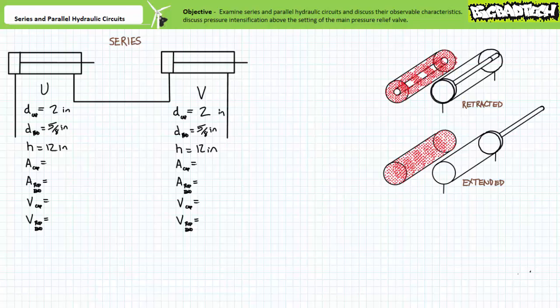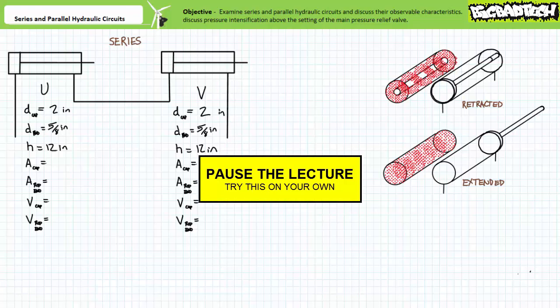Consider a series relationship of two identical cylinders, U and V, with the following dimensions: cap end diameter of 2 inches, a rod diameter of 5/8 of an inch, and a travel length of 12 inches. First, determine how far cylinder V extends when cylinder U reaches the limits of travel in its given configuration. Assume both rods are fully retracted. Next, given the dimensions of cylinder U are to remain fixed, determine the diameter of cylinder V such that it fully extends 12 inches when cylinder U reaches the limits of travel. By all means, pause the lecture and take your best shot.